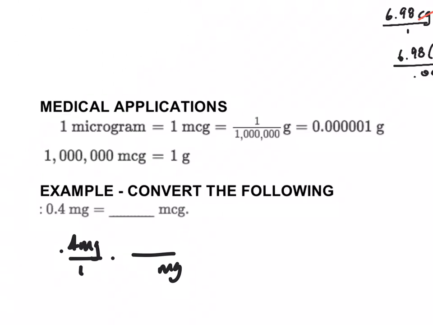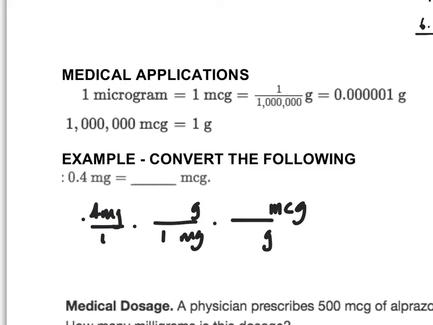Oh, we've got to convert this into grams first. Hold on, let's do this. Milligrams into grams, and then we'll do grams into micrograms. So if I have 0.4 milligrams, 1 milligram is 0.001 grams, and then 1 gram is equal to 1 million micrograms. The milligrams divide out, the grams divide out, and you're left with micrograms.